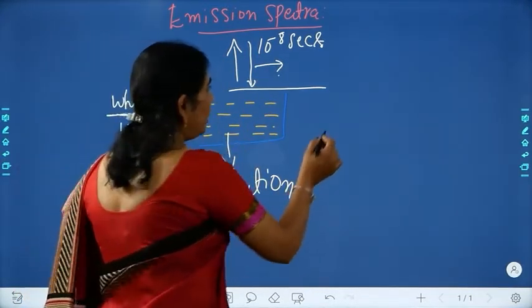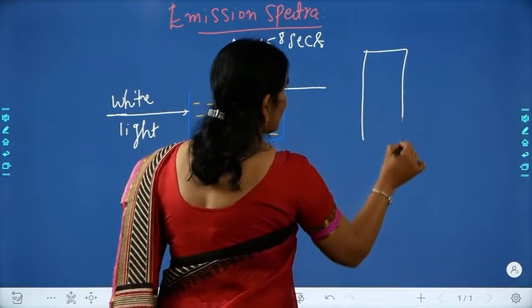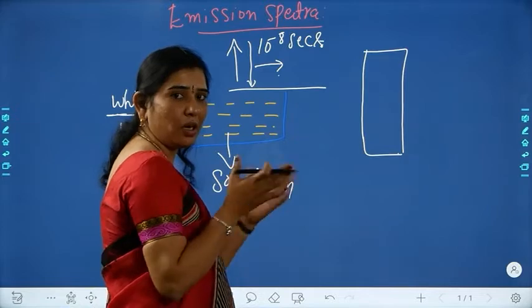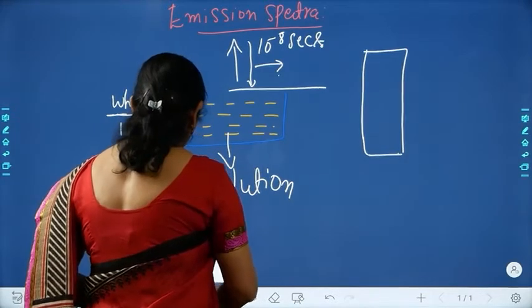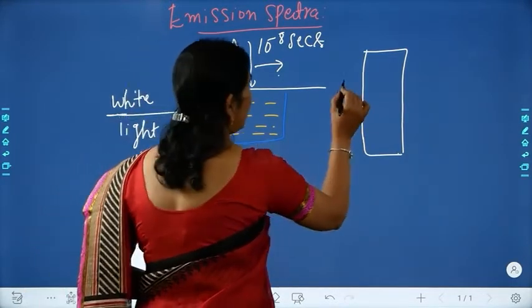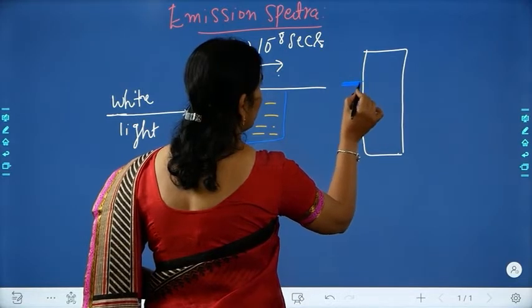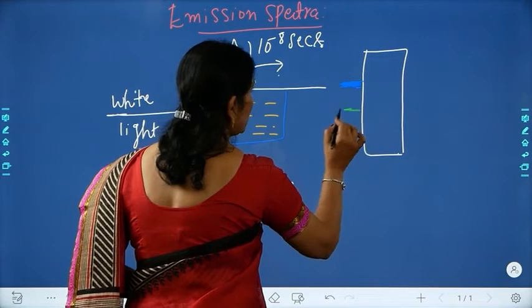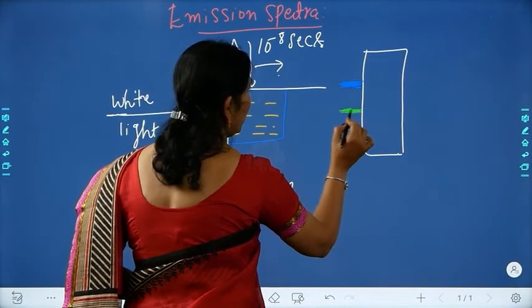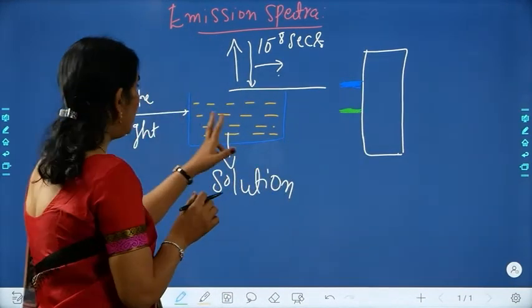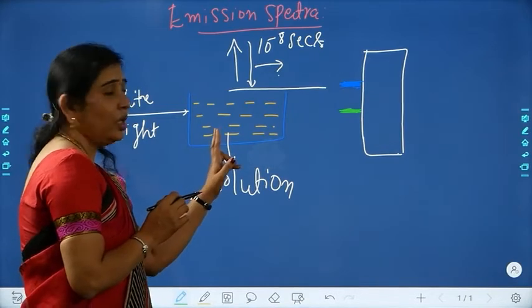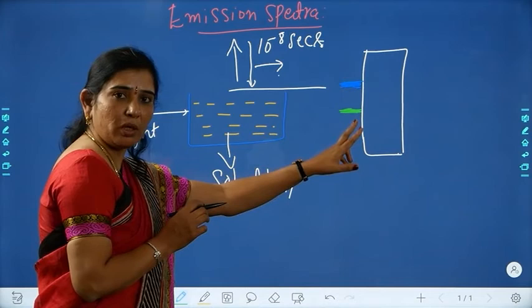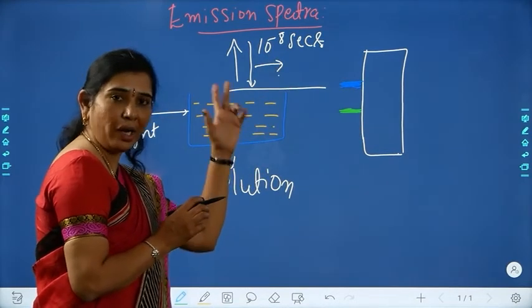So that emitted light radiation, when it is recorded on the photographic plate which has a dark surface or dark background, what is going to happen here? The formation of bright lines takes place. See here like this. Formation of bright lines takes place. These lines correspond to the wavelength of light radiation which was absorbed. So these wavelengths formed on the photographic plate are due to the emission of what? Light radiation.